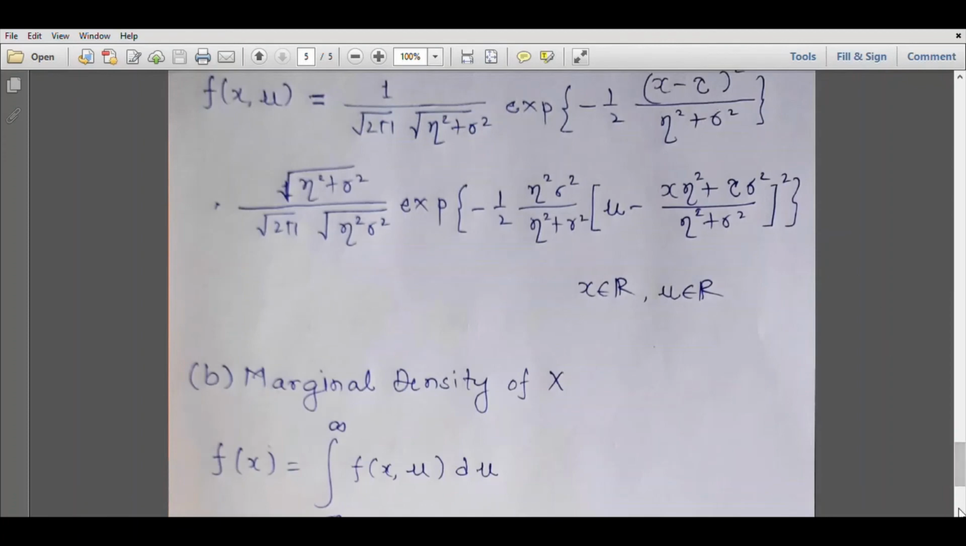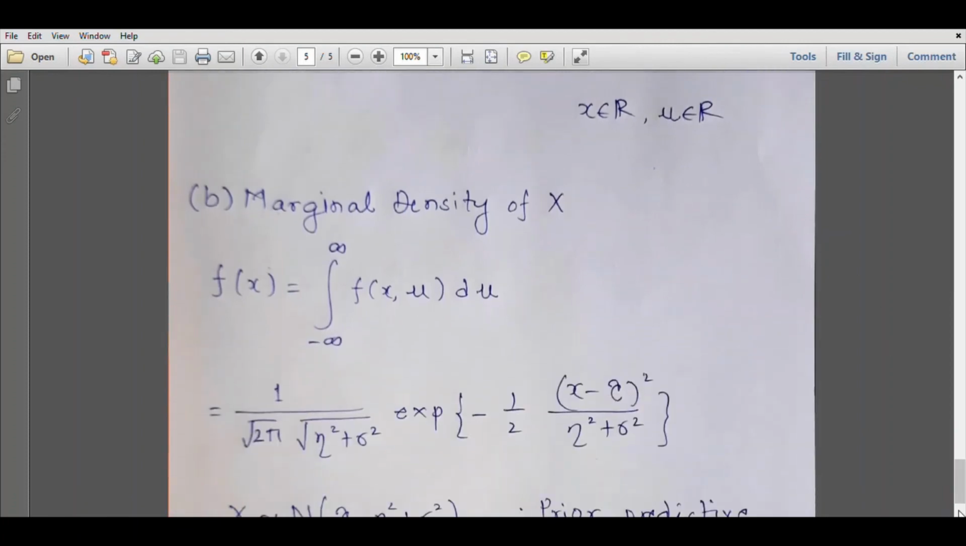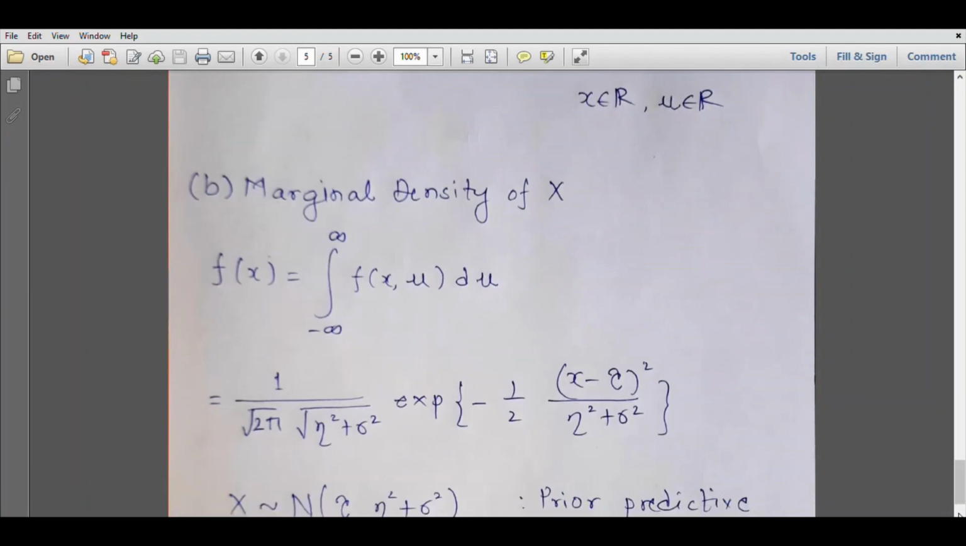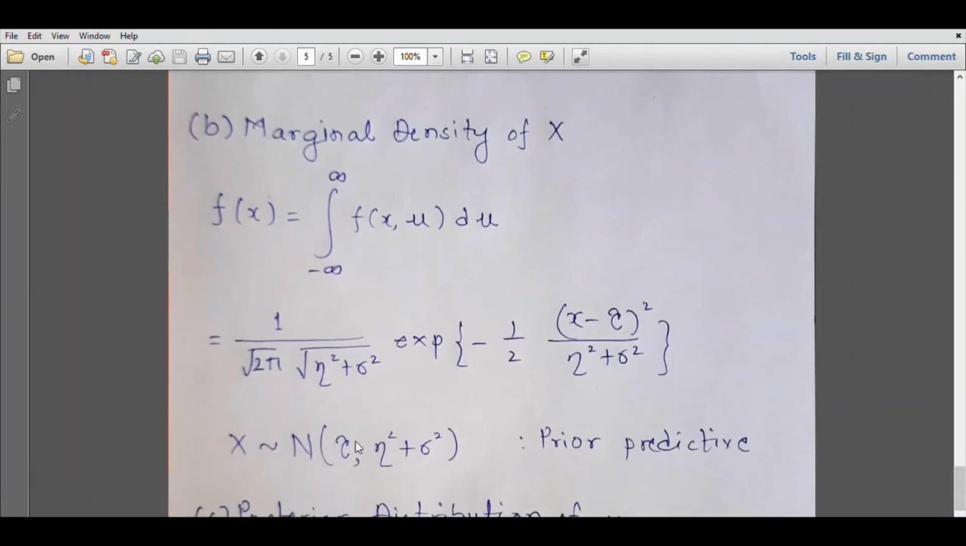So thus the marginal density of x is 1 upon root 2 pi root of eta square plus sigma square into e raised to minus half x minus tau whole square upon eta square plus sigma square. It's interesting to note that the marginal density function of x is again normal with mean tau and variance eta square plus sigma square. This marginal density, as we are aware, is nothing but the prior predictive distribution of x.